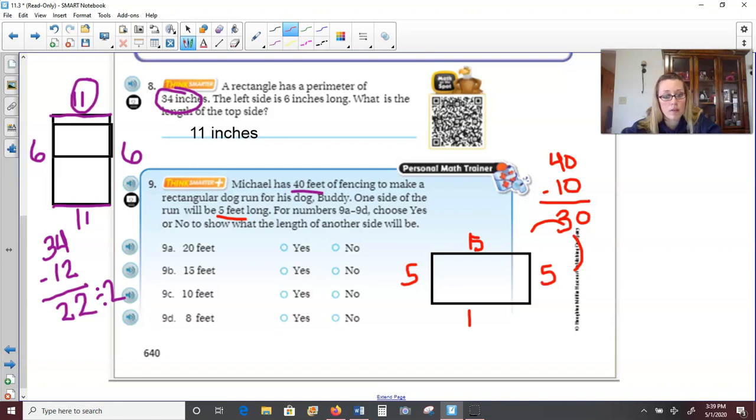Ooh, handwriting is so messy on here. 15, right? 15 plus 15 equals 30. And then this would be 35, 40 when we add the two side lengths in.